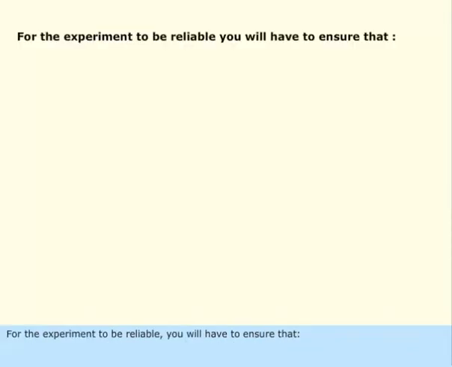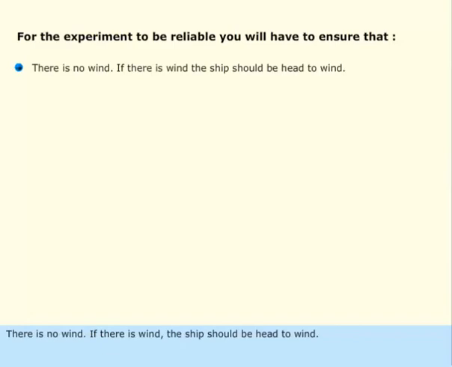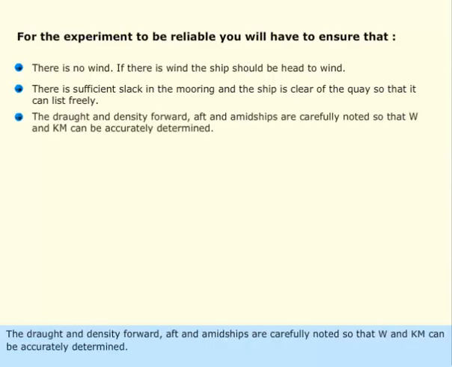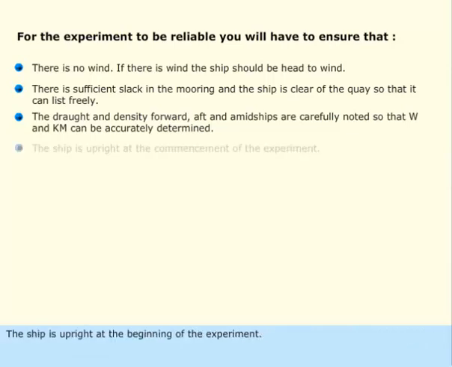For the experiment to be reliable, you will have to ensure that there is no wind. If there is wind, the ship should be head to wind. There is sufficient slack in the mooring and the ship is clear of the quay so that it can list freely. The draft and density forward, aft, and amidships are carefully noted so that W and KM can be accurately determined. The ship is upright at the beginning of the experiment.